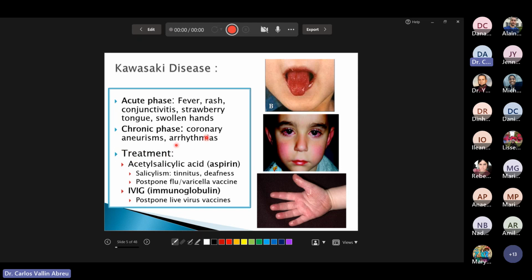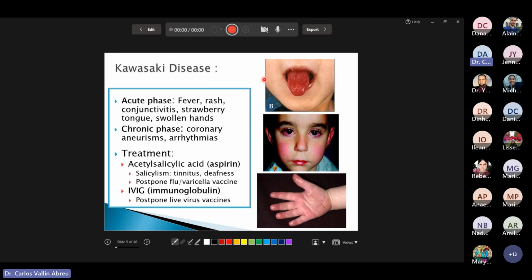The treatment of Kawasaki disease to prevent this heart damage, etc., is based on two substances. One is aspirin. Aspirin at high doses is administered to children with this fever. You could say, how can we give aspirin to somebody with fever? This can produce Reye syndrome.